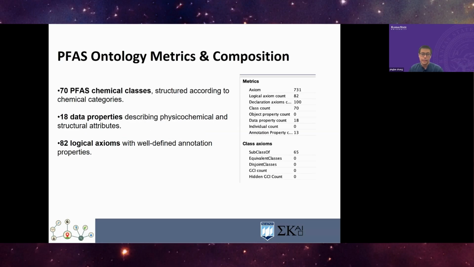This slide gives an overview of the resulting ontology structure. As of now, the ComTox ontology contains around 70 classes and 18 data properties supported by 82 logical axioms. This metric reflects a focused but very well-defined module that captures PFAS-specific chemical and their property information, which is designed to integrate seamlessly with the broader SAWGraph.